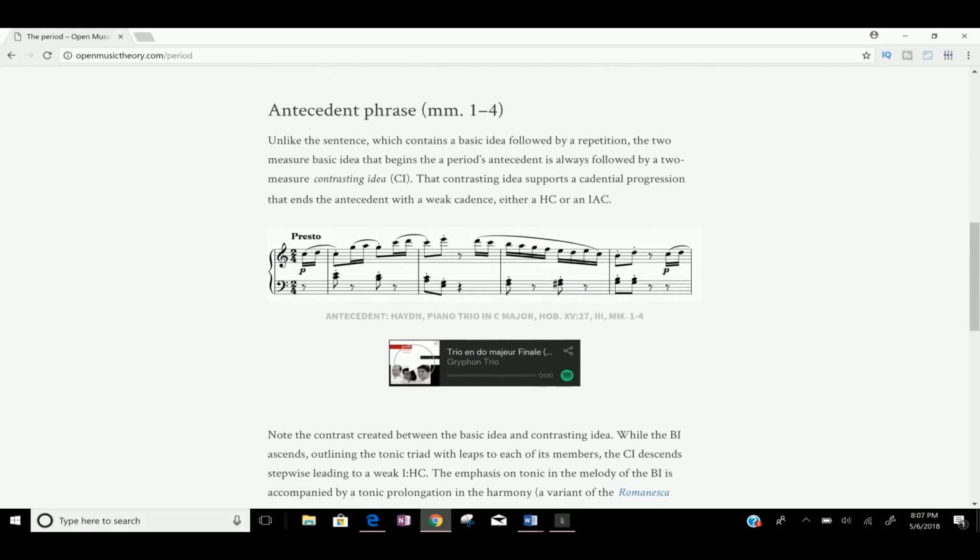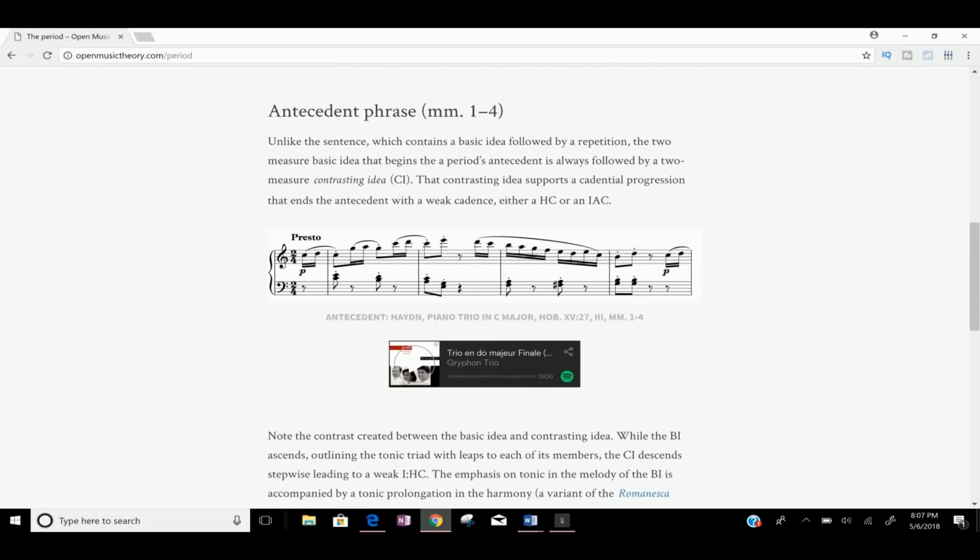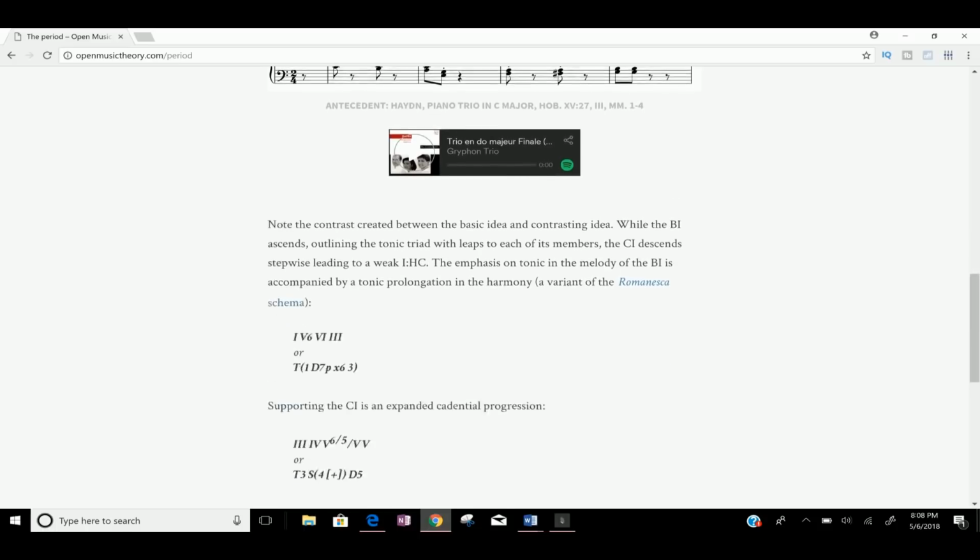So here is your antecedent phrase from Haydn Piano Trio in C major. And then it starts over again. So this was almost the beginning of Jingle Bells, this part. And then this is the part that kind of answers down to it. And then it repeats again.